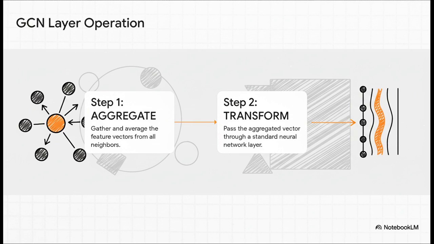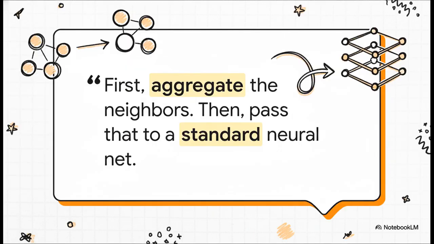Step 2, transform. You take that one summary vector you just made and you just feed it into a totally normal, standard-issue neural network layer. And that's it. That's the whole move. Seriously, if you walk away with only one thing today, let it be this phrase. This is the beating heart of every GCN. First, aggregate the neighbors. Then, pass that to a standard neural net. Burn that into your brain, because we're going to see it over and over.